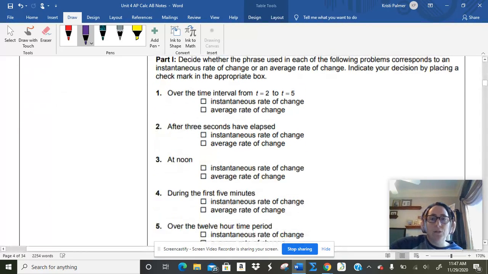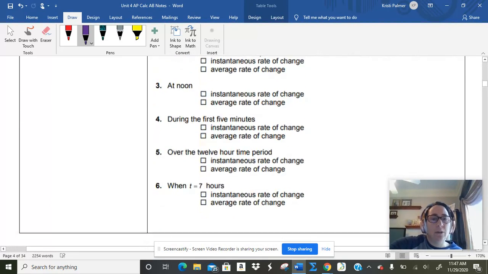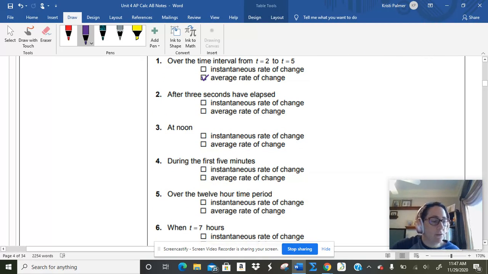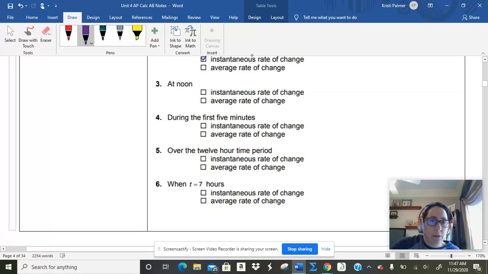Okay, so I want you guys to look through 1 through 6 here and see if you can do that. And then when you're ready, unpause me and check. So pause. This one, number 1, is the average rate of change. Number 2 is an instantaneous rate of change. At noon, instantaneous. During the first 5 minutes, average. Over the 12 hours is the average. And when t equals 7 is an instantaneous.